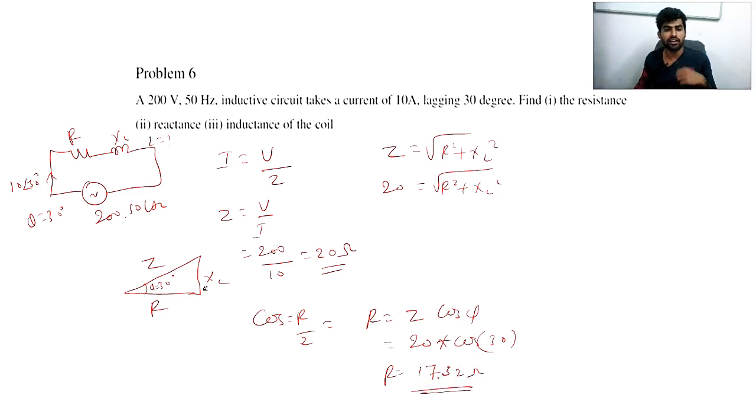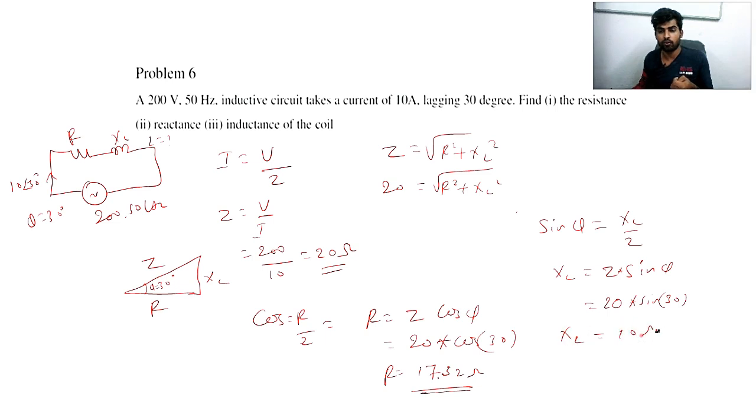Next, how to calculate XL value? Any relationship will be there. So sin phi is equal to what? Sin phi is equal to XL by Z, right? Sin phi is equal to opposite by hypotenuse. So XL is equal to Z into sin phi. So Z is 20 into sin 30. You will get finally XL is equal to 10 ohm, right?